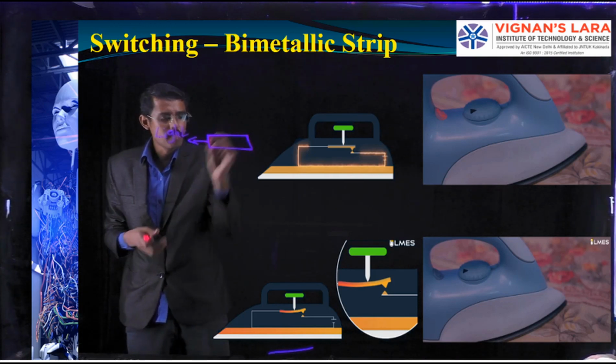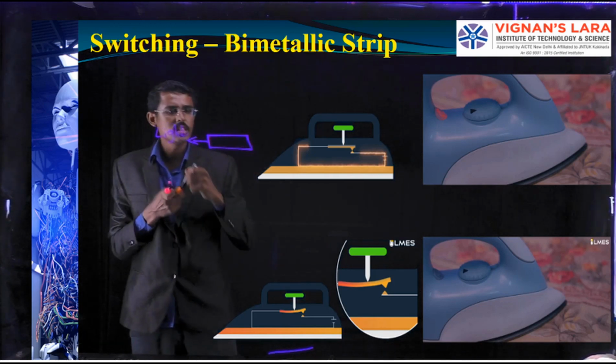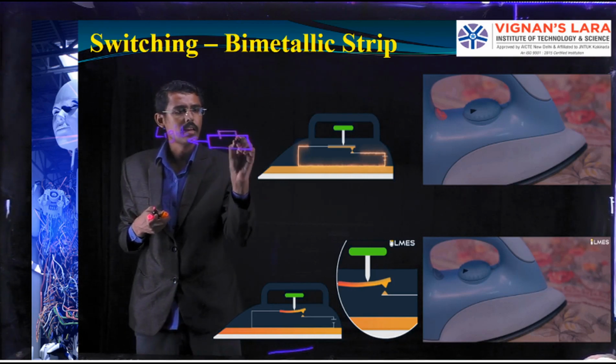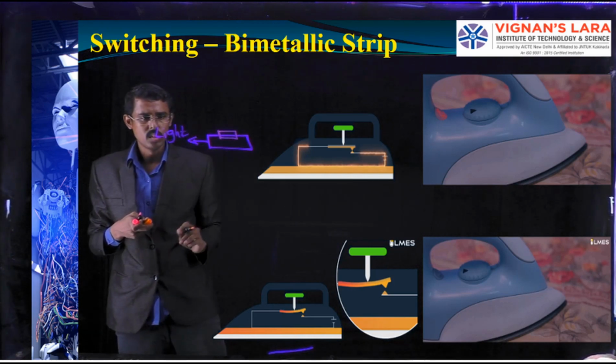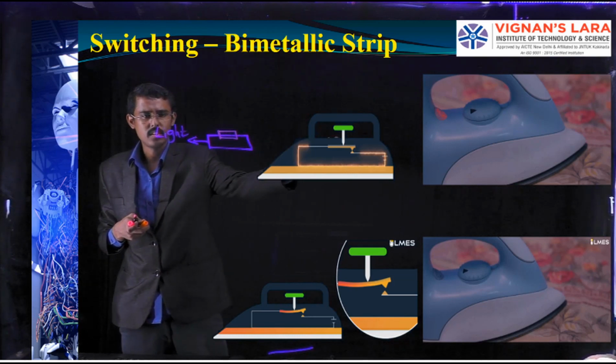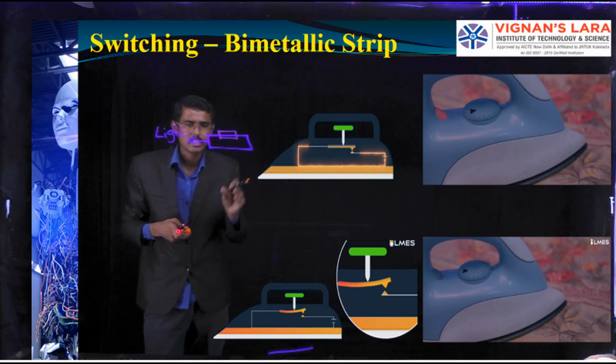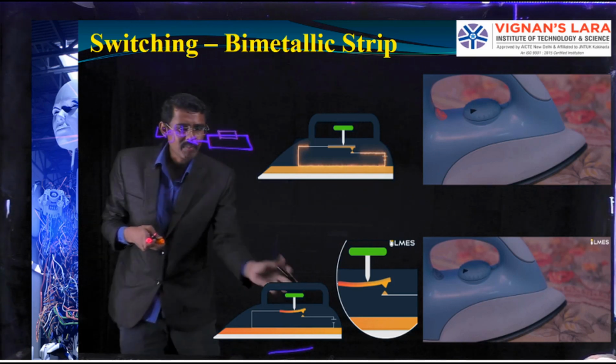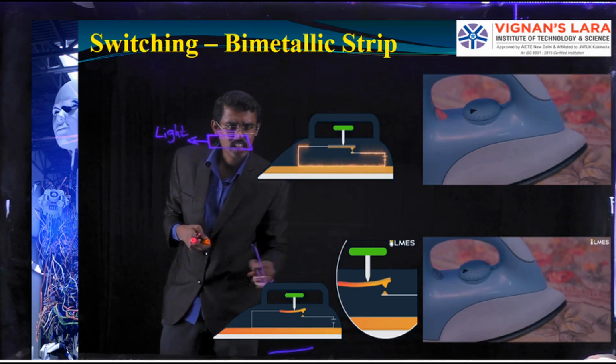Right? Here we have the bimetallic strip. At this point we have a bimetallic strip. It is closed now. This image represents the same. Here we have the bimetallic strip which is closed. But what happens here?